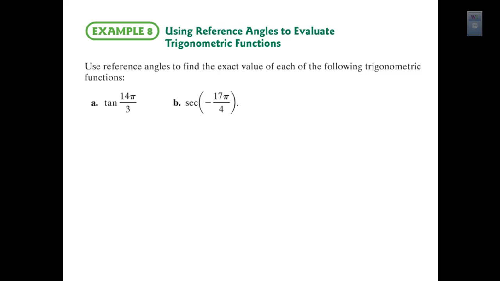Now, I'm not going to work these out, but I do want to look at them and show you. This is going to be very similar. You're just going to need to find a coterminal angle between 0 and 2 pi. So you're going to have to add or subtract 2 pi to these to get them down on the unit circle so that you can find a reference angle and all that stuff and find the values. It's nothing different than what we've done. Just get a coterminal angle that's between 0 and 2 pi and solve it like you normally do. All right, that's all for this section.